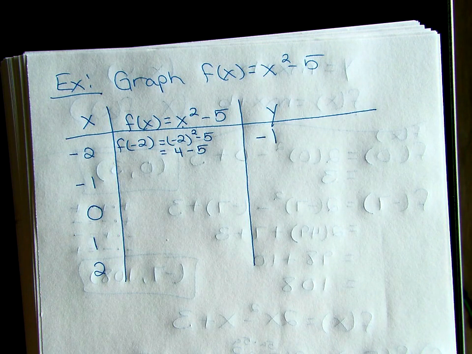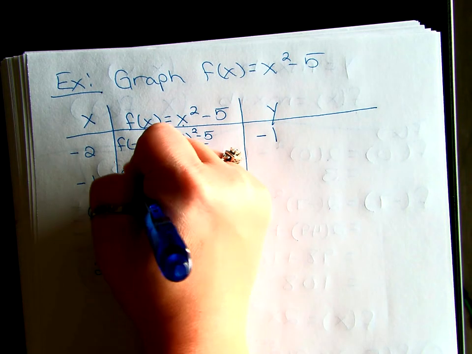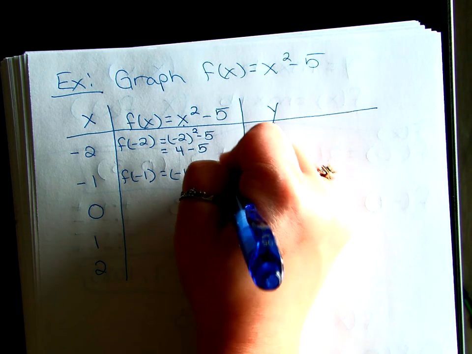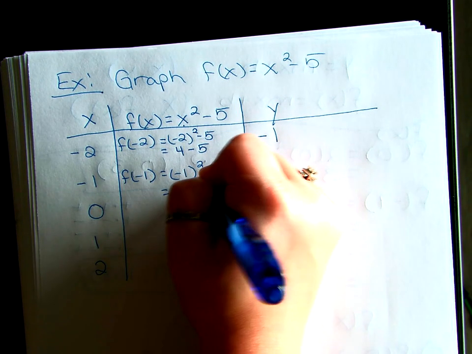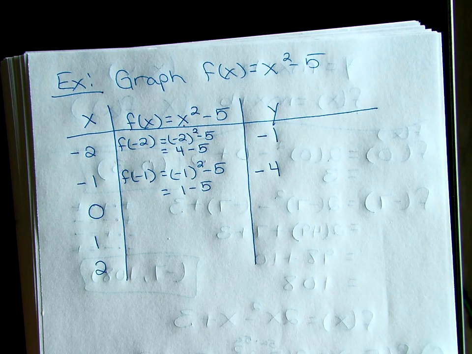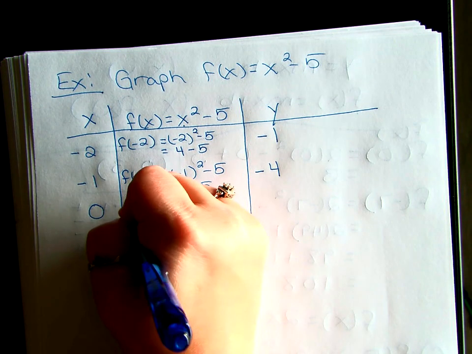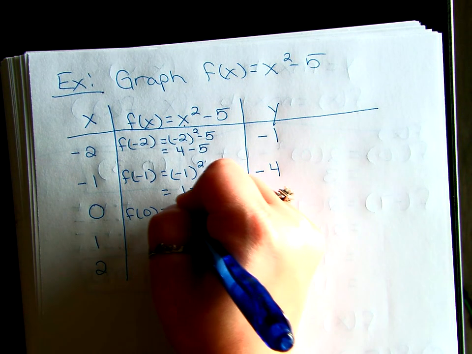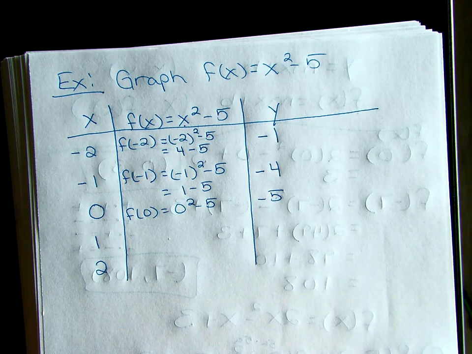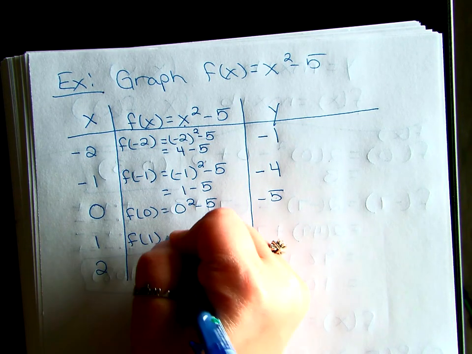And I'm going to do that again for each of these values. I'm going to find f of negative 1 by plugging in negative 1 into the equation and computing my output. And you just keep going until you have done all of your computations.